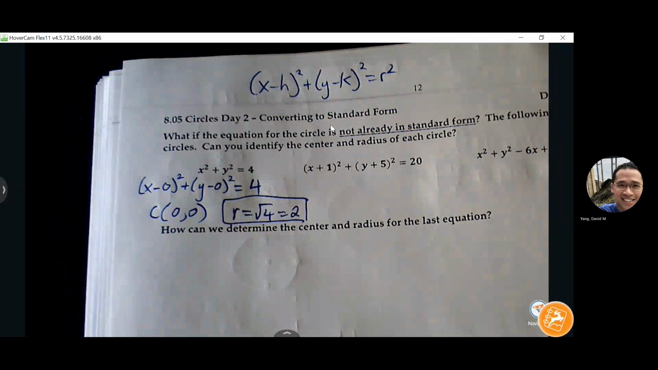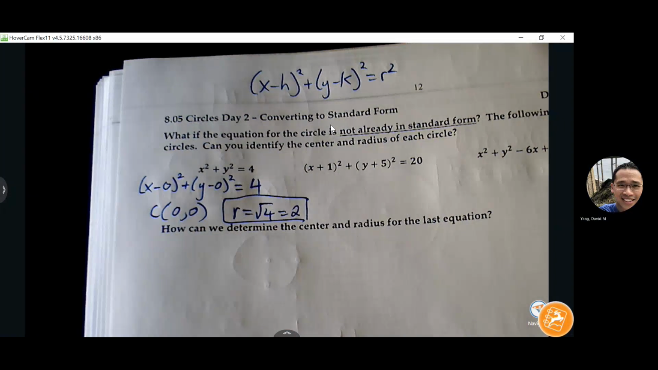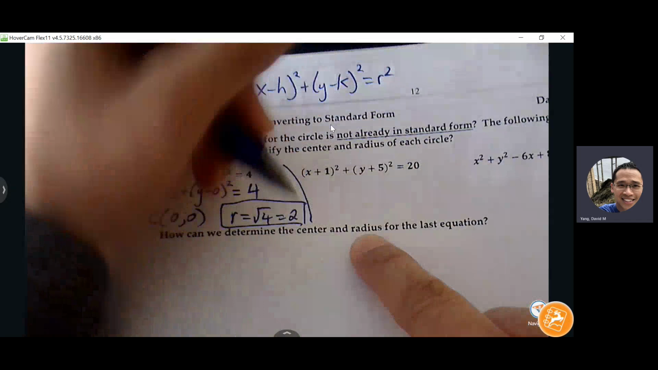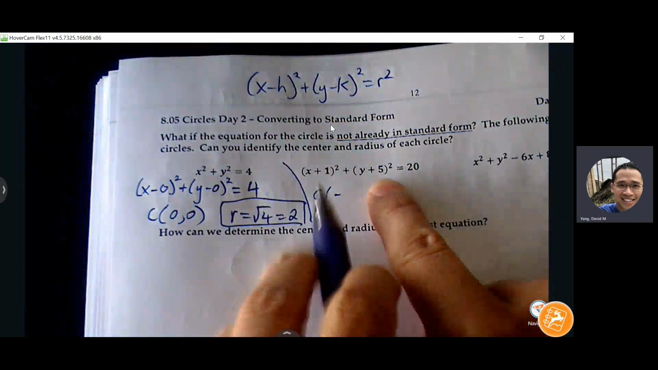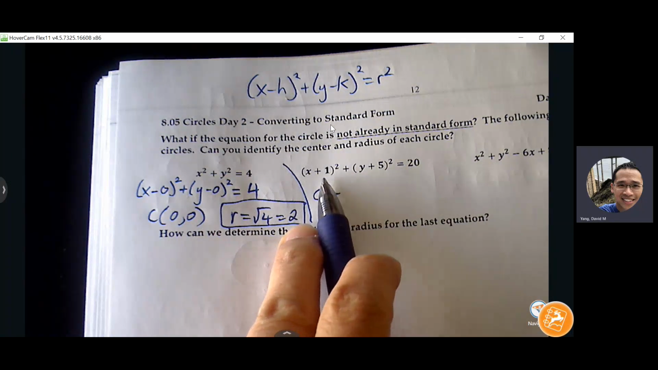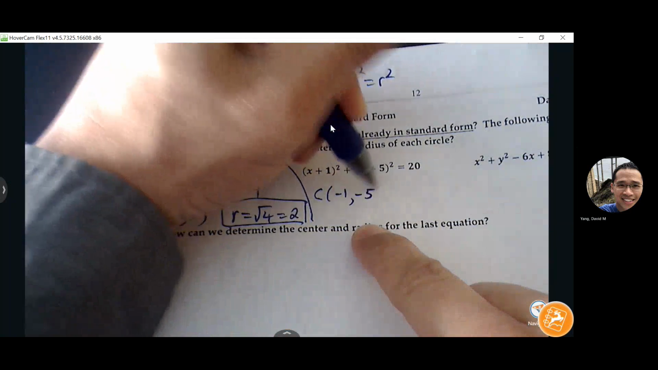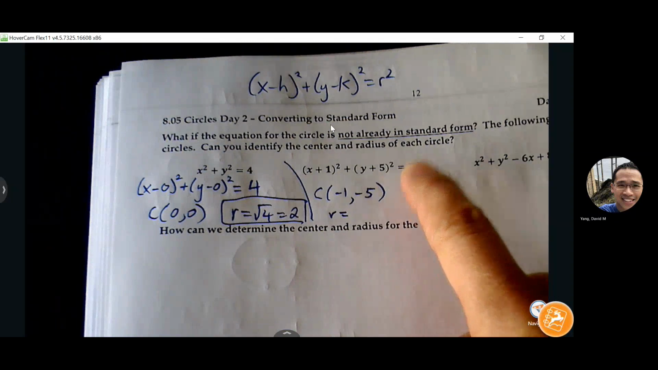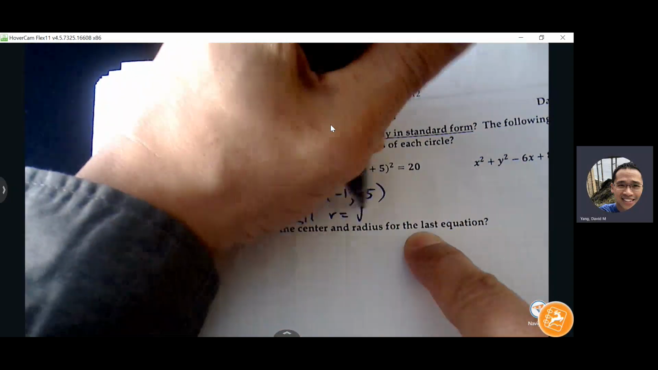Okay. All right, let's look at the next one here. Oh, sorry, the direction said, what if the equation for this circle is not already in standard form? The following are equations of circles. Identify the center and radius for each circle. So this one is also in standard form. Okay. What's the center? We always take the opposite signs of what we see inside the parentheses, just like how we did with parabolas. The radius is not 20, but what? Square root of 20, right?